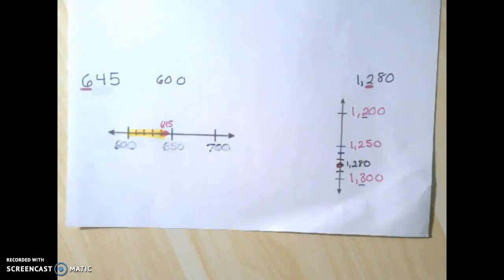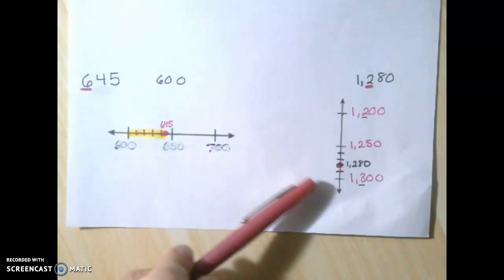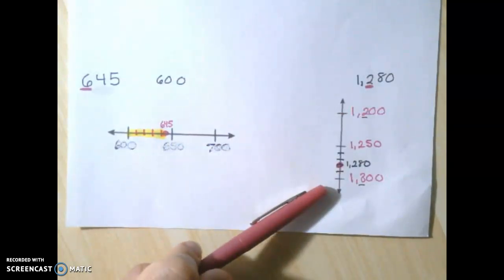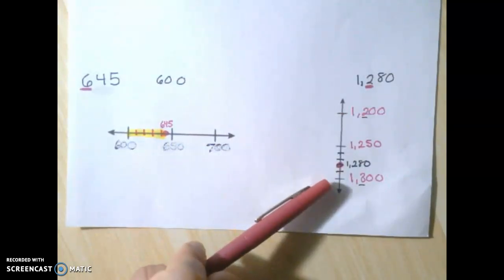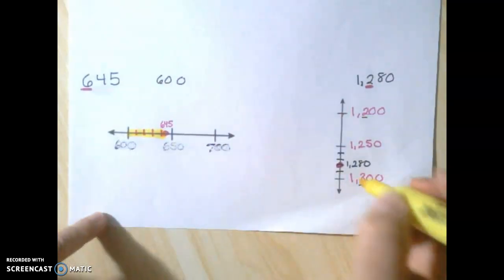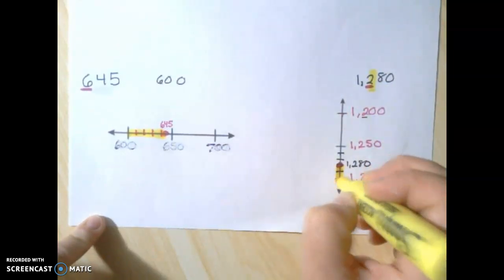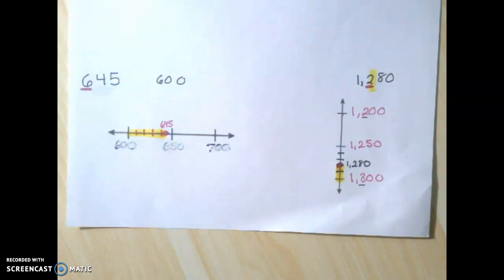So using this number line, is 1,280 closer to 1,200 or 1,300? Good, it's closer to 1,300. So 1,280 rounded to this hundreds place would round up to 1,300.